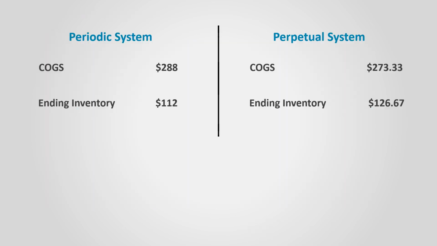Notice that the cost of goods sold and the cost of ending inventory are different in the periodic system than in the perpetual system. The periodic system uses the weighted average, whereas the perpetual system uses the moving average. With the moving average, the units sold are affected by the most recent average cost per unit as previously illustrated.